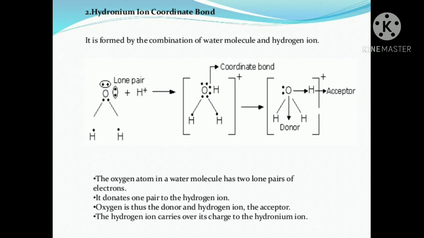The hydrogen ion accepts the lone pair of electrons, forming a coordinate covalent bond. The coordinate covalent bond is the bond formed between the atom of a polar covalent molecule with a lone pair of electrons and an ion which accepts the lone pair of electrons.